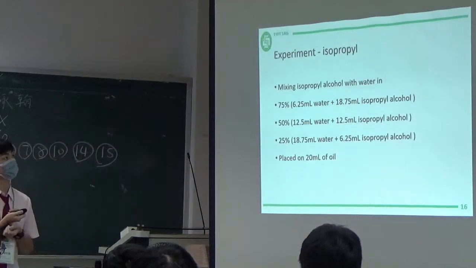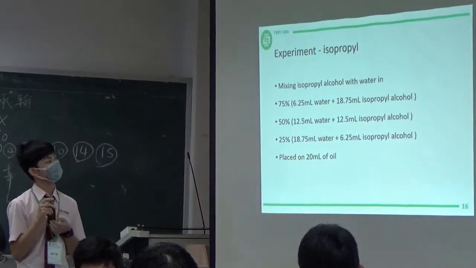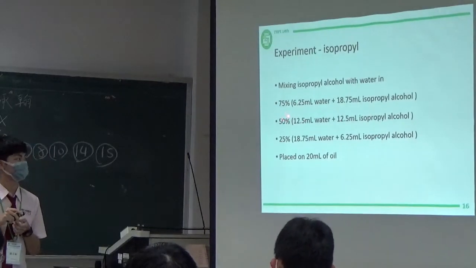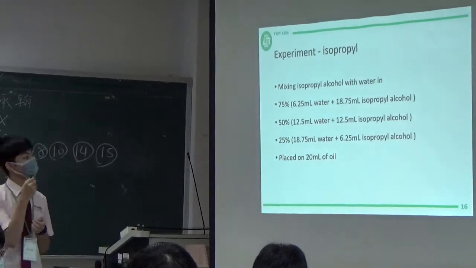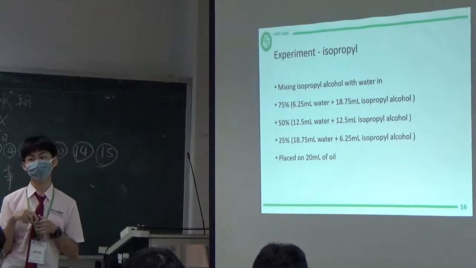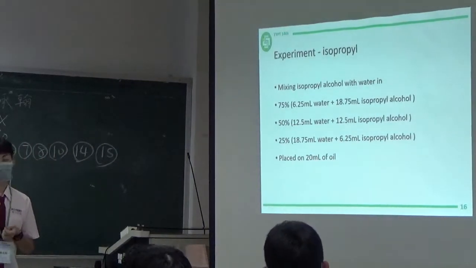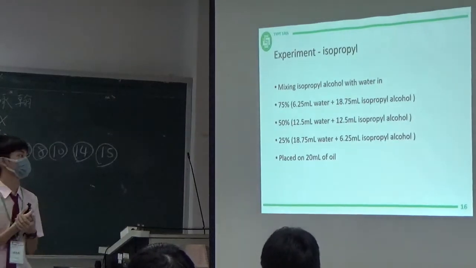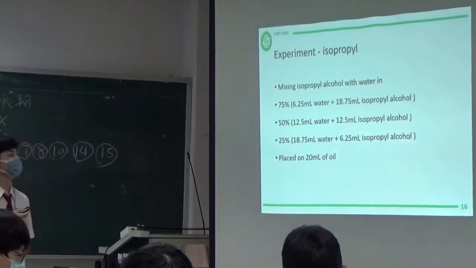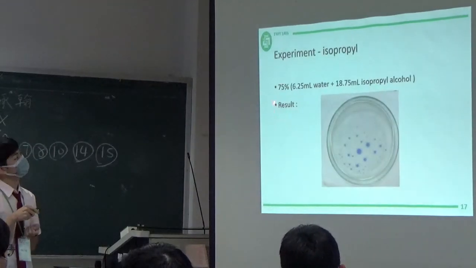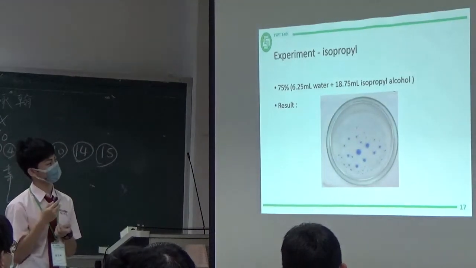So then we move on to our next alcohol, which is isopropyl. We mix isopropyl alcohol with water in 75%, 50%, and 25%. And we actually use other concentrations, which we will talk about later, but these are just the main ones we discussed. And we place on 20 milliliters of oil as we did in the last stage.